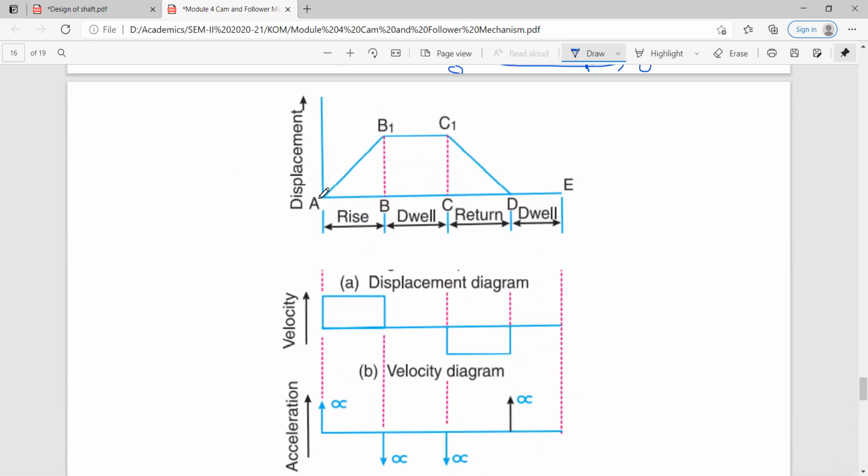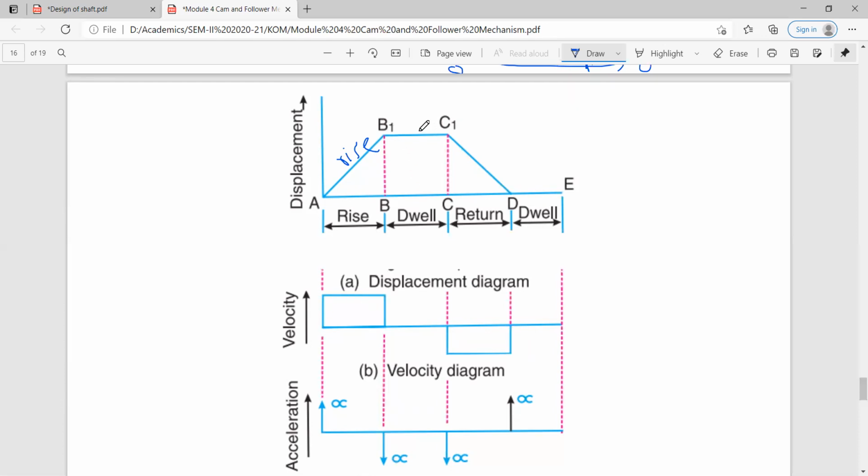See, this is your displacement diagram. In the displacement diagram you only have to draw one line, joining the two corners. It is the rise of the follower. It is the rise and it is the return. So during rise, the follower steadily moves from the low position to the top position. And during this period, the angle of rise, your velocity remains constant like this.